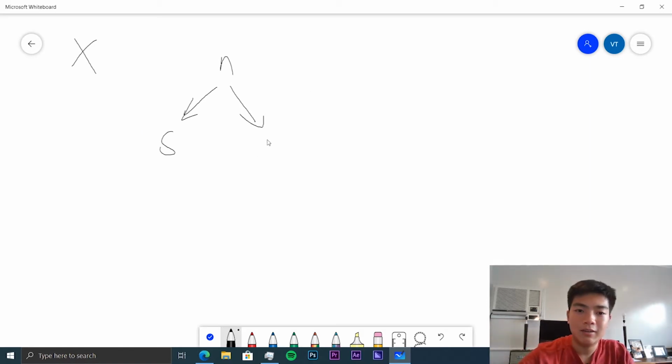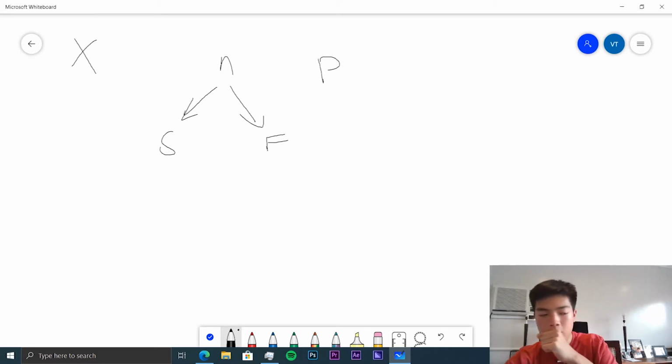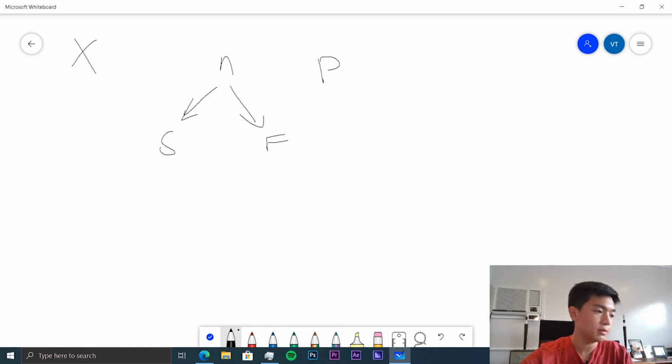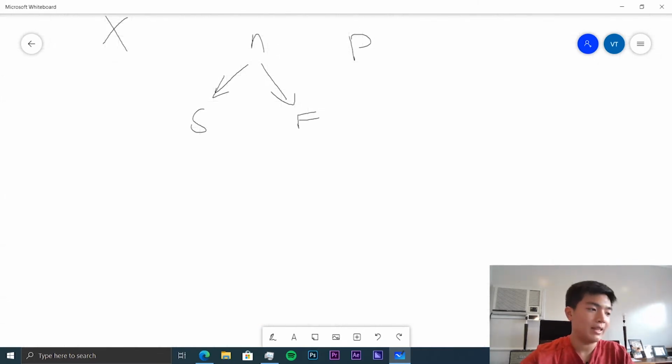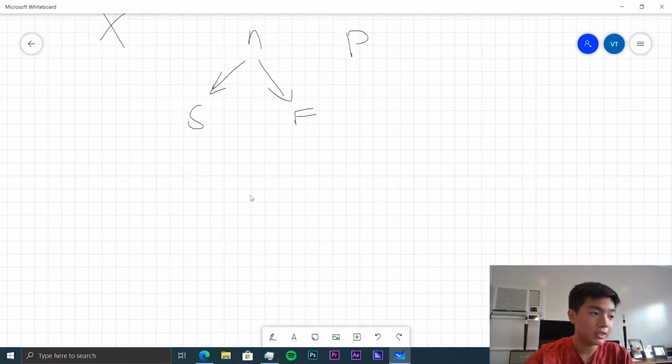And for each trial, the probability of success, which is p, is constant. And so this allows us to ask questions that we'll get to later. But we need to know a few more things about the binomial distribution first.